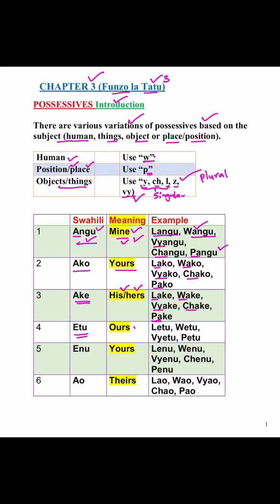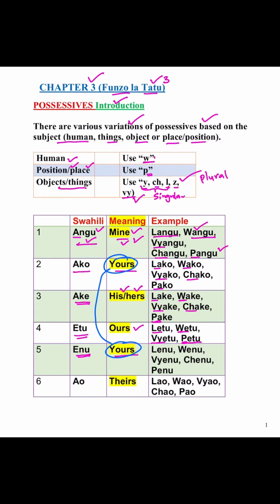Etu means ours. So wetu, like our children, you'll use wetu. Letu, vyetu. Etu will be like related to place. Enu, that means yours. This yours is different from this yours. This is yours, like you, one person. And this is yours, plural, like if there are 3 of you. So yours. Enu will be lenu. Wenu, if it's a person. Vienu, chenu, enu.